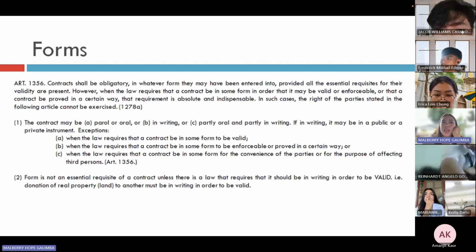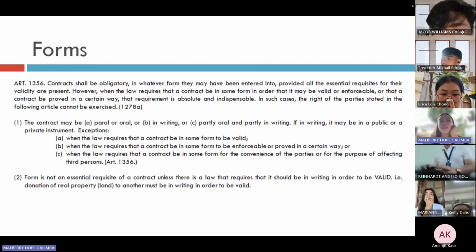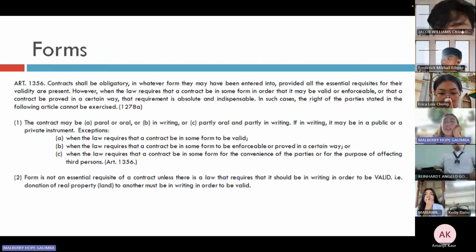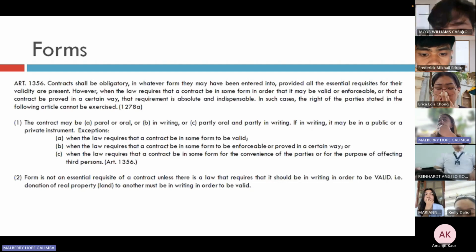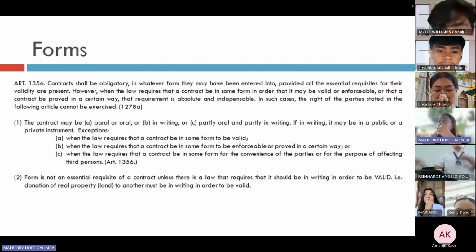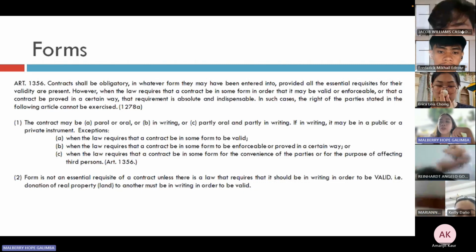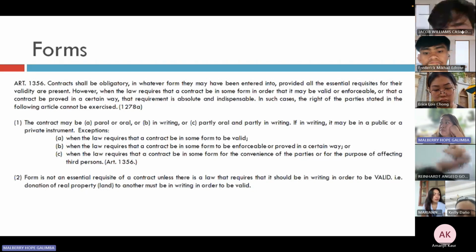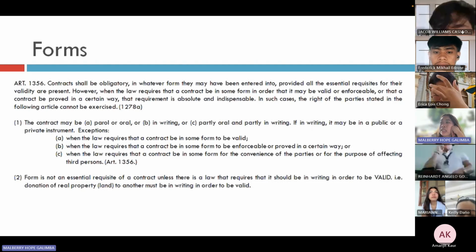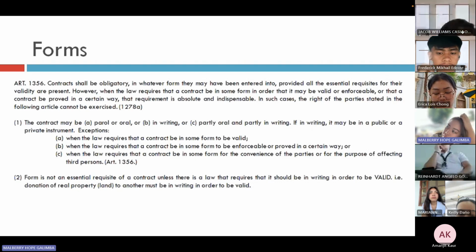It could either be oral or in writing, unless there is a law that requires that in order for that contract to be valid, it has to be in a specific form. Meaning, the law there specifically states that the contract should be in writing in order to be valid. Then the non-compliance of that specific form would render the contract invalid. Or under statute of frauds, when the law requires that the contract be in some form or be in writing in order to be enforceable, then it has to be in writing in order for the court to enforce whatever is in the contract.